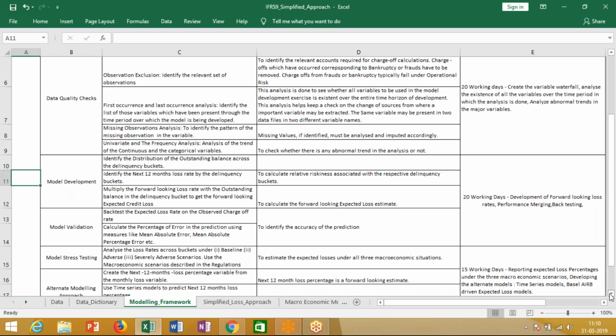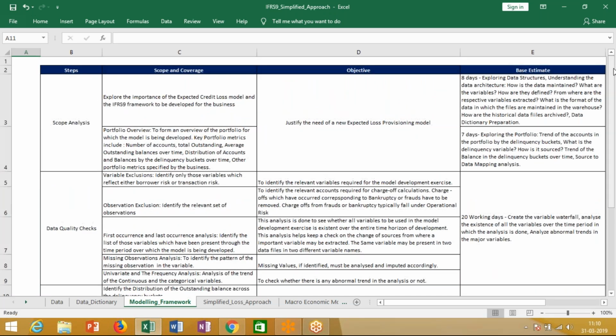If you have a look at this, first of all we start off with the scope analysis. In the scope analysis, what we want to talk about is why we need to compute this, or why I should be computing this portfolio with a simplified approach, and why not a generalized approach or some other way. That is the first point that we need to talk about.